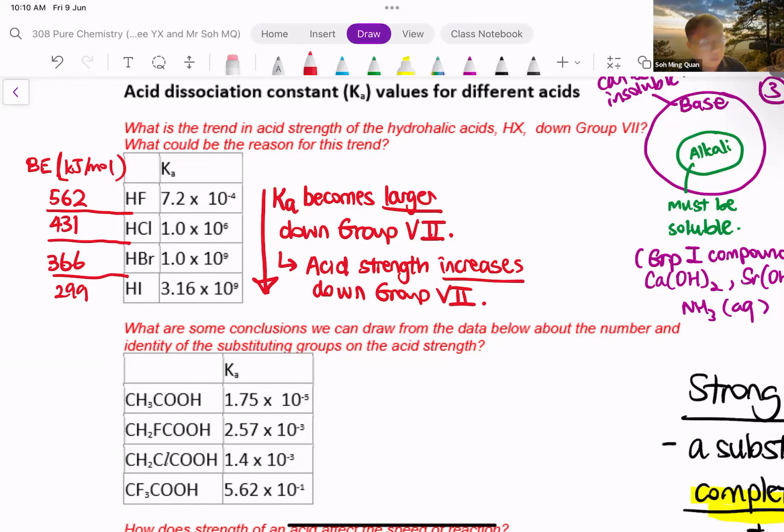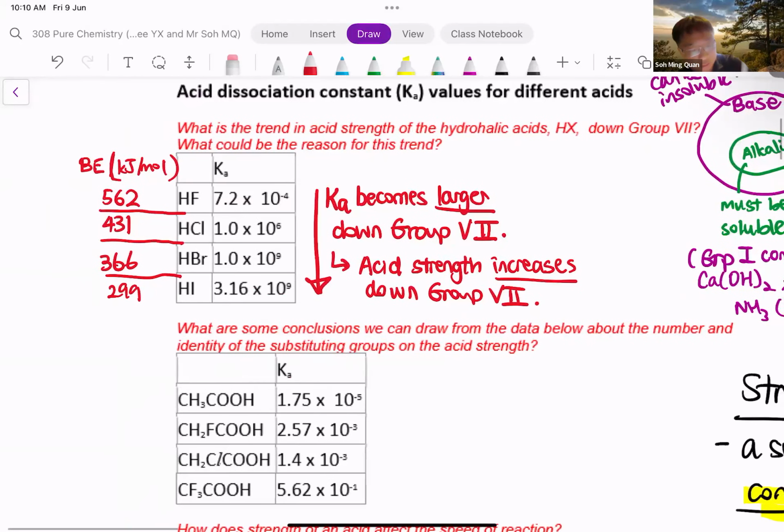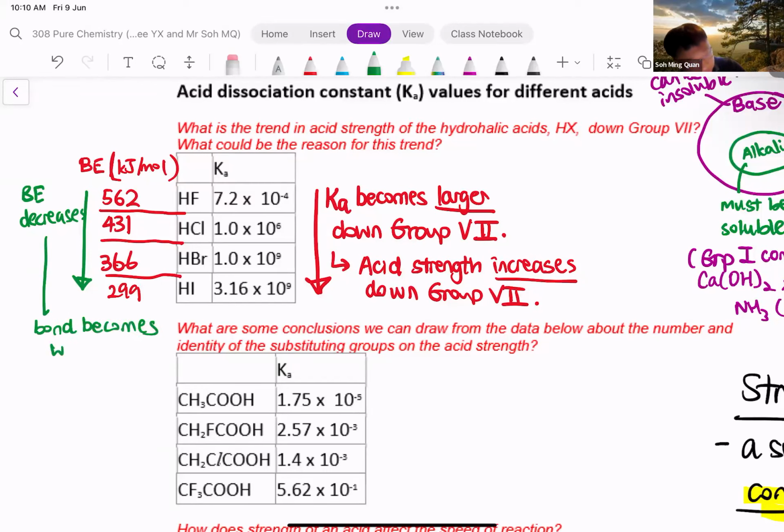Now, what do you notice about bond energy? As you go down the group, the bond energy decreases. Now, what is bond energy? You have already learned bond energy, right? Bond energy is the amount of energy taken in to break the covalent bond. So meaning the covalent bond becomes weaker.